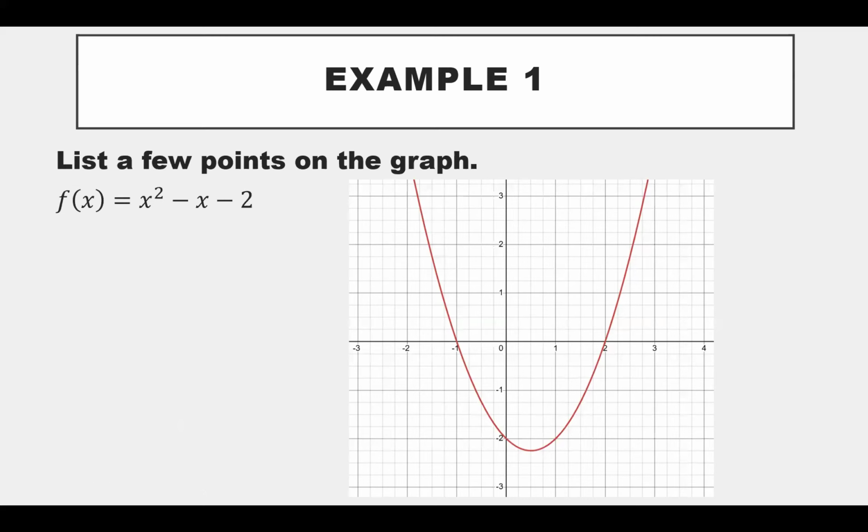Let's take a look at this example, and let's list a few points that the function goes through. We can do this by looking at the graph. We can also do this by plugging in values into my function f of x. I'll do it both ways. I'll do it algebraically first, where I plug in some x values, and then I'll do this by looking at the graph.